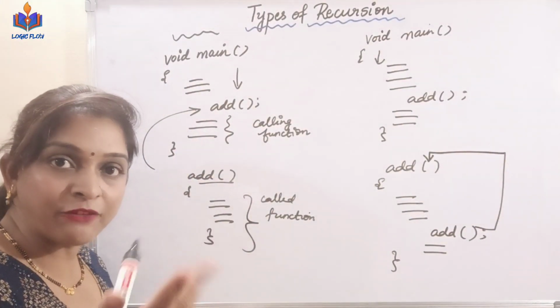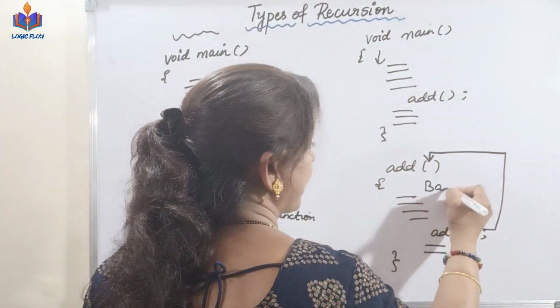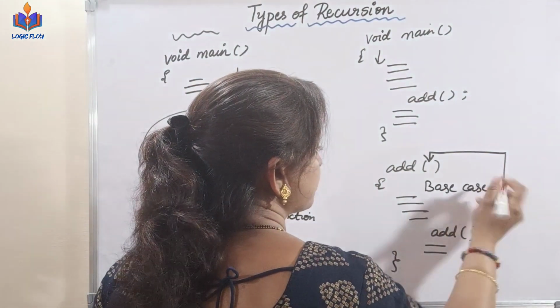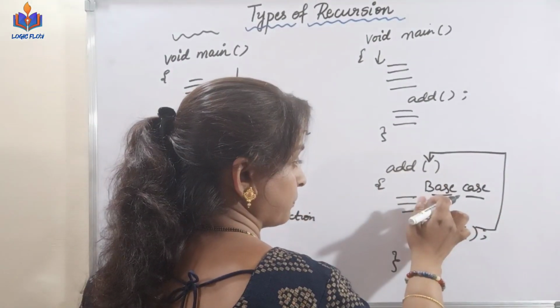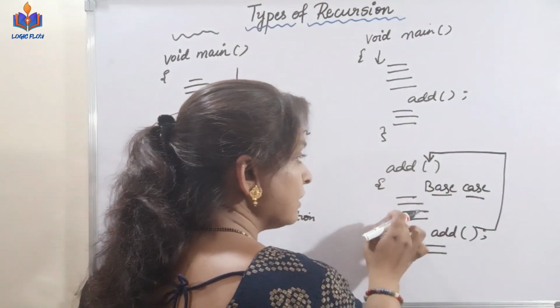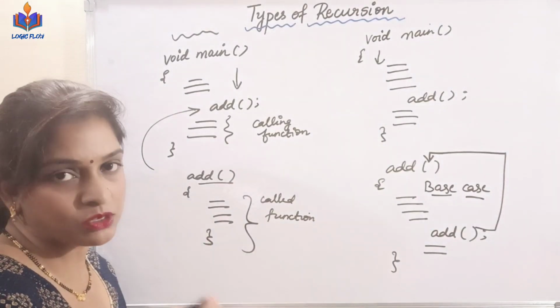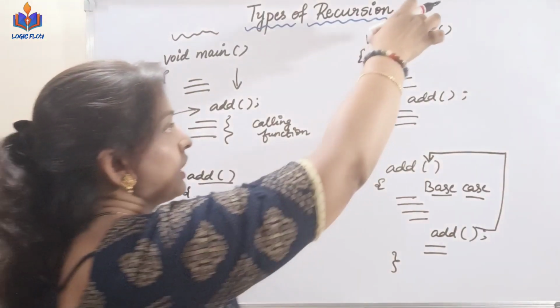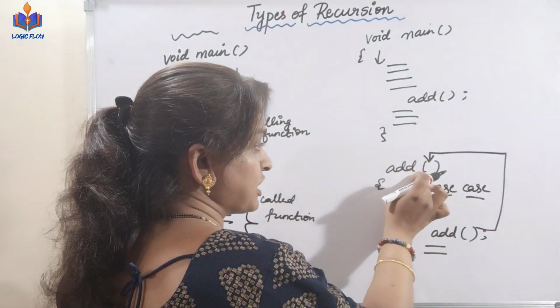So for that we will have two cases. We have dealt with that. So we have the base case and the recursive case. The base case will tell you where this recursion process should end. So based on that, the recursion will end and then control will be back to the place where the function was called.